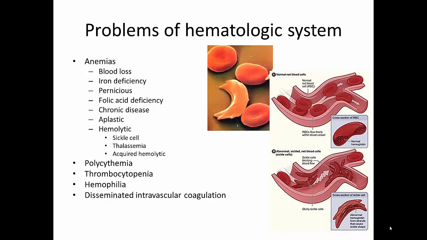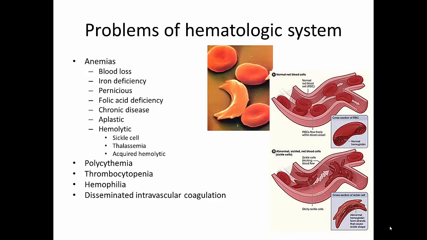So I'm not going to go through each and every one of these disorders. That's the purpose of our class time. But I just wanted to touch on them and get you pointed in the right direction. So we have anemias, we have polycythemia, we have thrombocytopenia, hemophilia, and disseminated intravascular coagulation. These are some of the things that we're going to talk about in class.